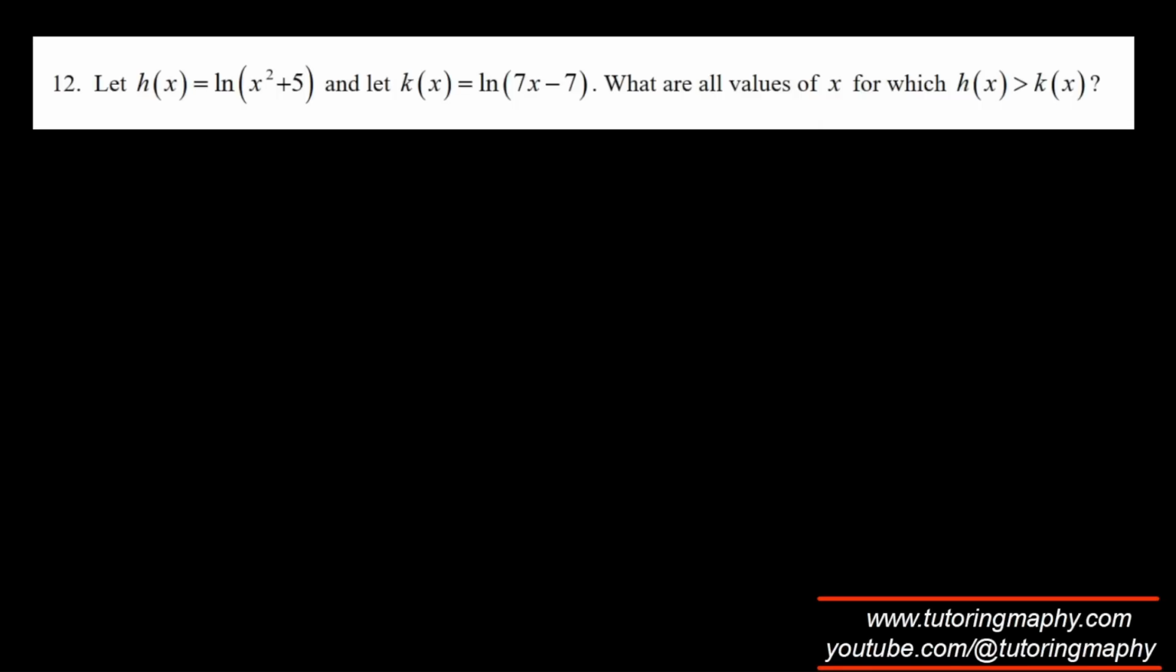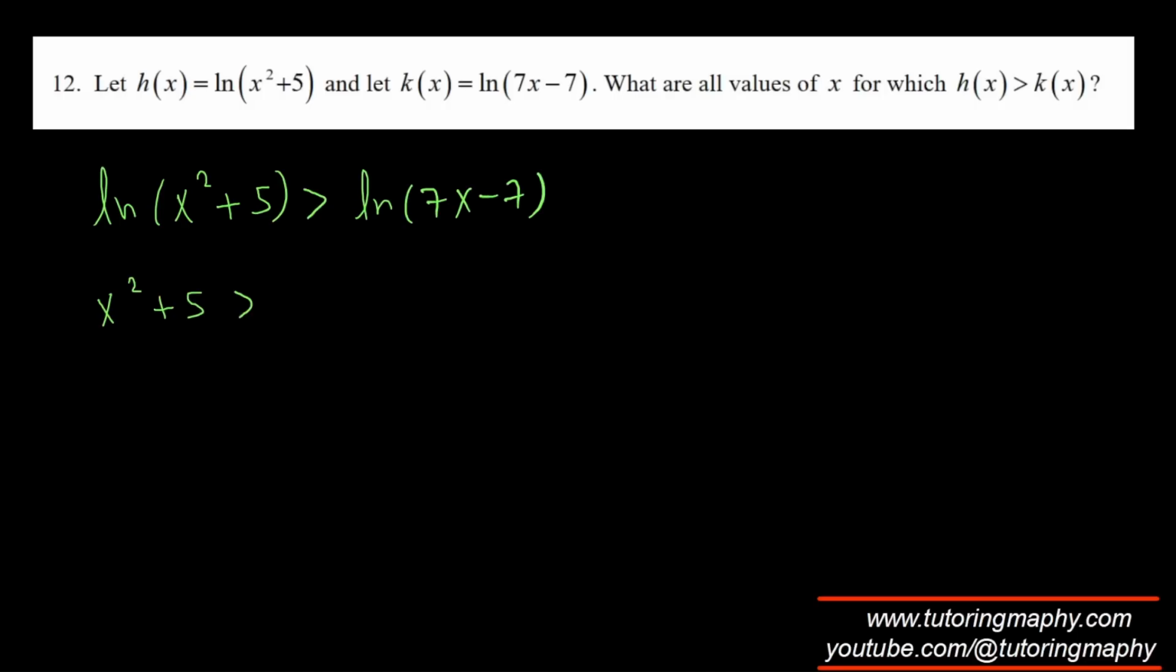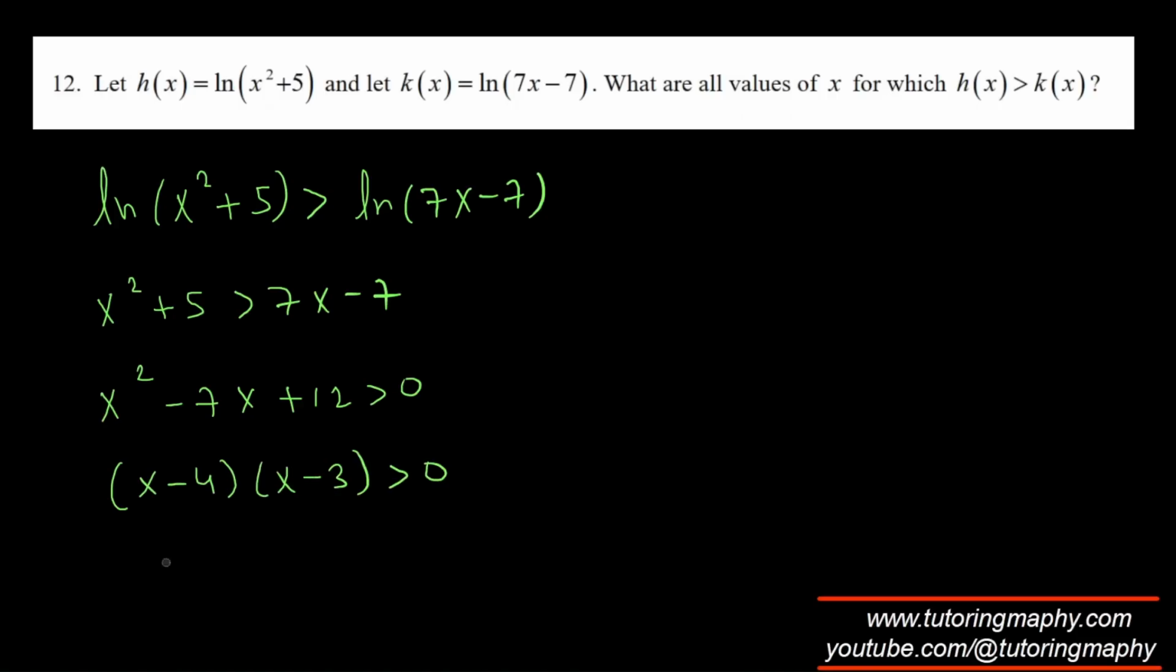Okay, let's try this one. So again, I have ln of x squared plus 5 is greater than ln of 7x minus 7, which means that x squared plus 5 is greater than 7x minus 7, which means that x squared minus 7x plus 12 should be greater than 0. This can be factorized fortunately quite easily. So x minus 4, x minus 3 should be positive. I think you know how to do this.